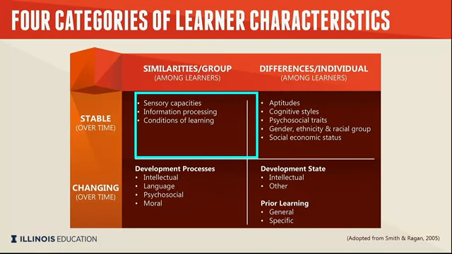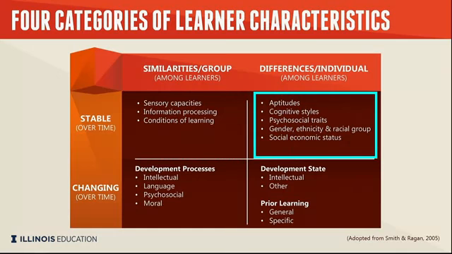The second category, if you will, let's look at the differences among individuals that are stable learner characteristics. First of all, there are their aptitudes. You can get that information from, for instance, standardized test results. Second would be their cognitive styles, their habits when interacting with information.